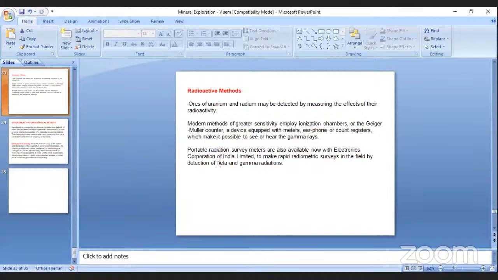If there are any radioactive zones, radiometric waves or gamma rays will be released to the surface. If they are released to the surface, they are absorbed by the scintillometer.